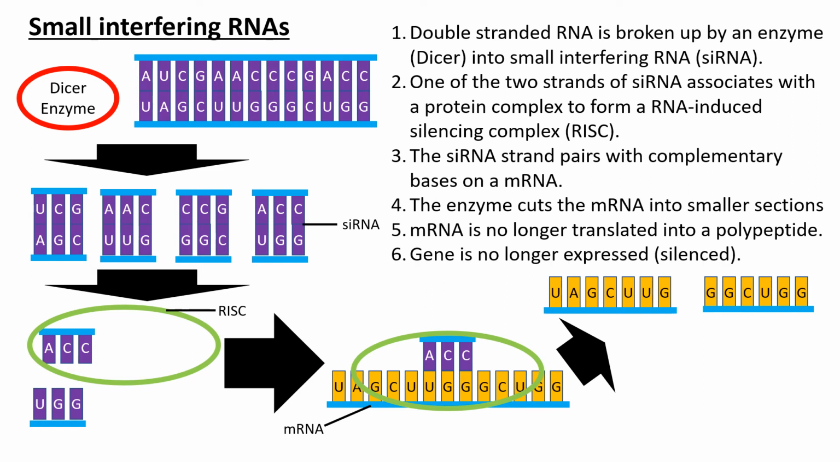Because we've interfered with the translation process, the gene is no longer expressed. Transcription occurs as normal, producing a messenger RNA. It's the translation we're targeting, and we say that the gene is no longer expressed and has become silenced.